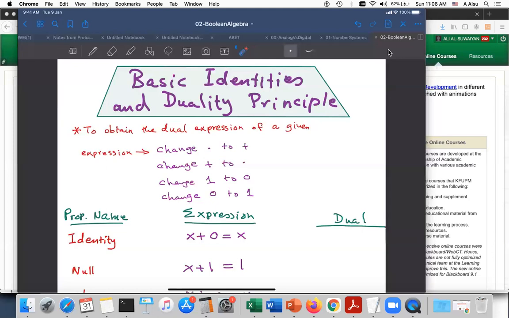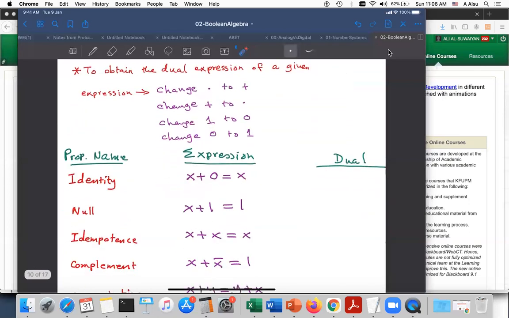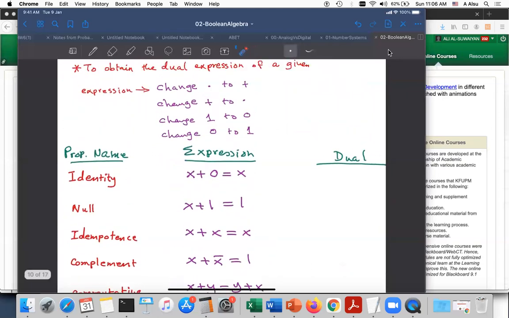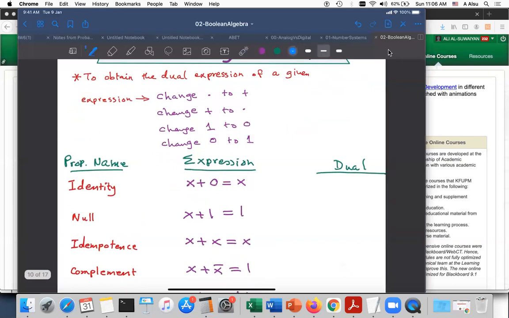So how can we generate the dual of this property? Basically by following these rules. Change the AND to OR, and the OR to AND, ones to zeros, and zeros to ones. In this case, instead of needing to remember 2 columns of data, you need to remember only 1 column of properties, and then you can generate the dual of these properties. And the dual will be true as well.